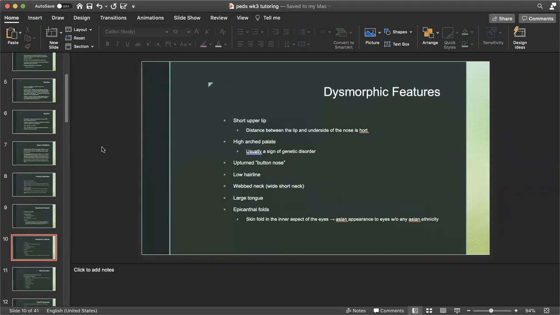Okay, short upper lip. So the distance between the lip and the underside of the nose is short. A high arched palate is usually a sign of a genetic disorder. A button nose, low hairline, a webbed neck, which you can see in Down syndrome, I believe. Large tongue, and then the epicanthal folds, which is the skin fold in the inner aspect of the eyes, which makes it look like they have kind of a monolid, but they aren't Asian.